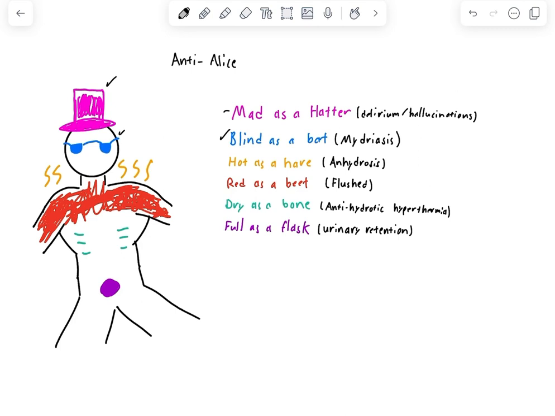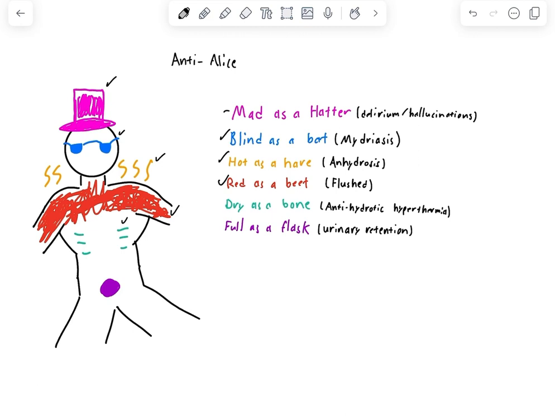And the next, this little orange here is supposed to represent steam coming off someone, and that represents hot as a hare. And the medical term for this is anhidrosis. So a patient will not be sweating. Next, the little red here, this represents red as a beet, which is going to be a patient who's flushed.